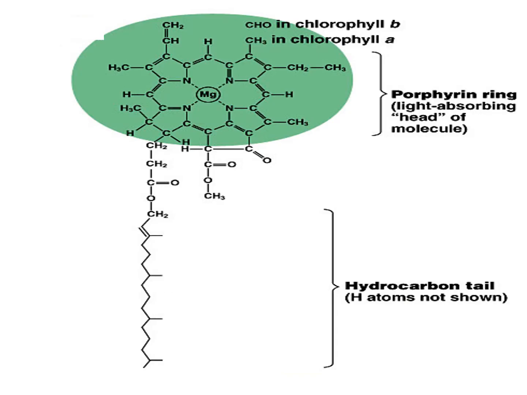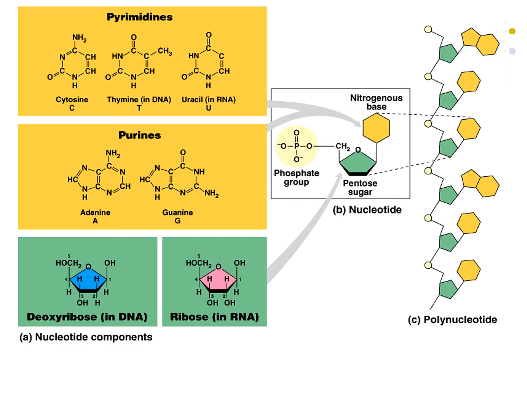Also, the chlorophyll molecule includes in its structure nitrogen. Also, the nitrogenous bases, pyrimidines and the purines, which are nucleotide components of DNA and RNA.